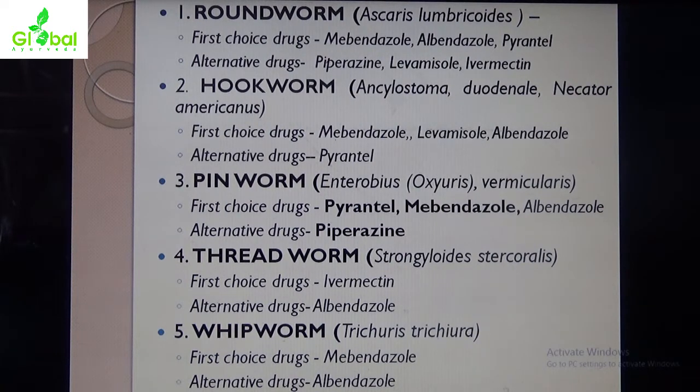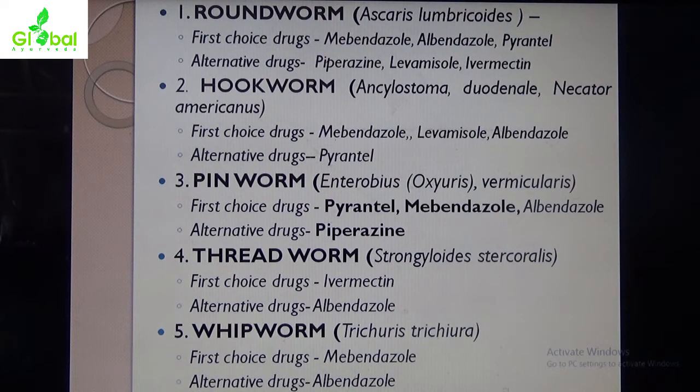In ascariasis, the drugs of choice are mebendazole, albendazole, and pyrantel. The alternative drugs of choice are piperazine, levamisole. Hookworm is also known as Ancylostoma duodenale or Necator americanus. In hookworm we can use mebendazole, levamisole, albendazole, and alternatively we can use pyrantel.